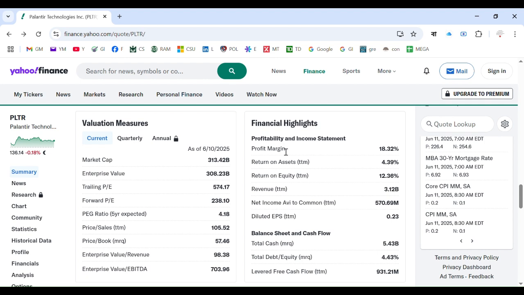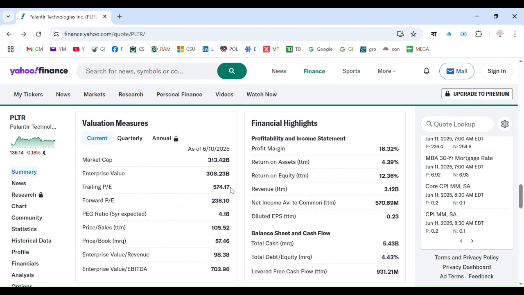Profit margin is 18%, which is good, and return on equity is 12%, which is good too. But what about the EPS, which is the main thing? EPS is only 23 cents. This is not good, right? So what is the trailing P/E? Trailing P/E means the P/E over the last 12 months. That is 574.17, which is massively higher, right?